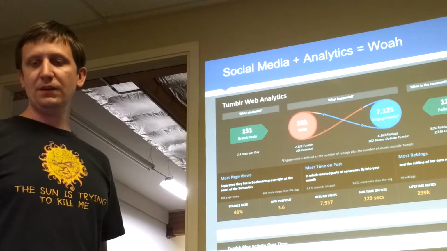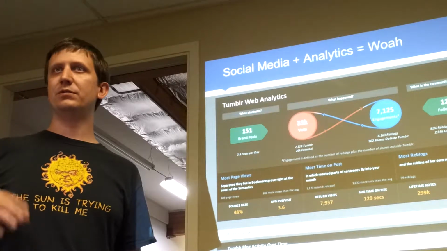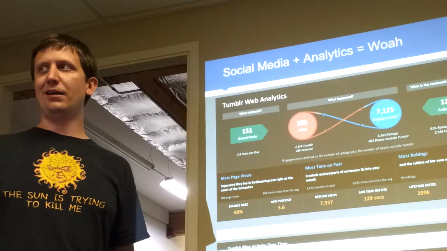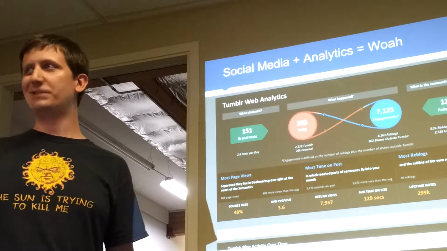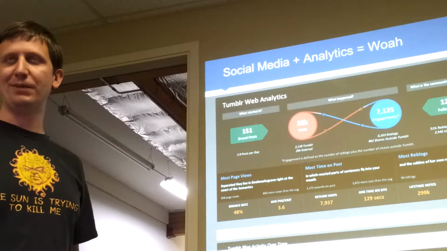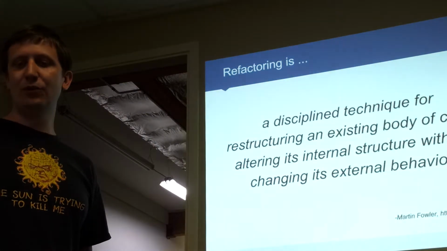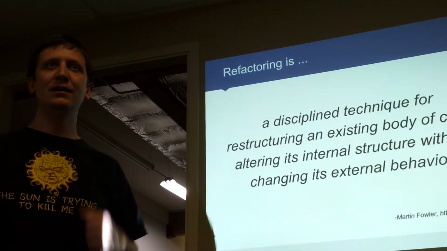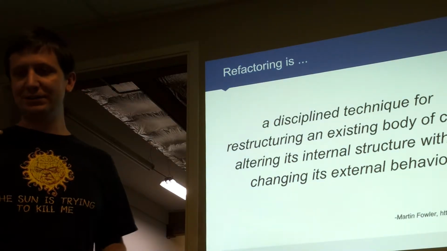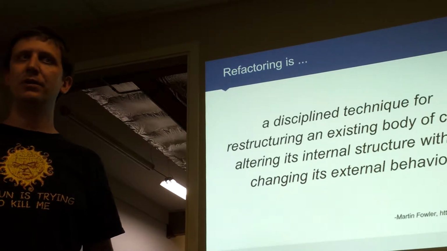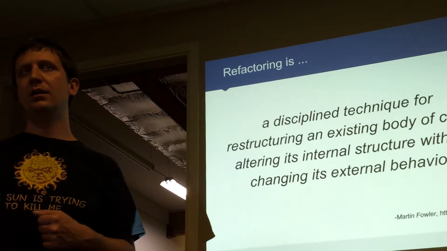We have 46 different kinds of reports. It became really difficult to make sure that if I made one change in one place, it wasn't breaking something else. So when I started refactoring, I had to keep in mind that refactoring is just a very disciplined technique for restructuring code. You don't want to change the actual functionality of code when you're refactoring it.